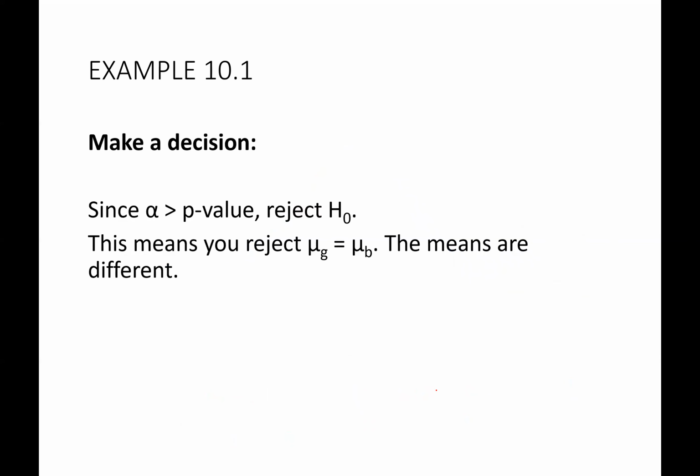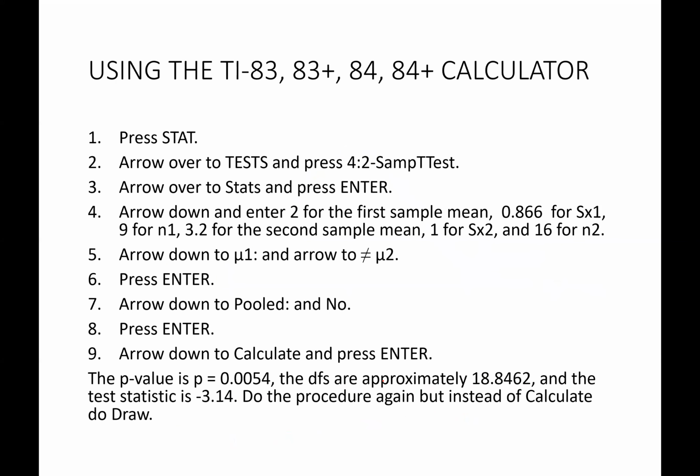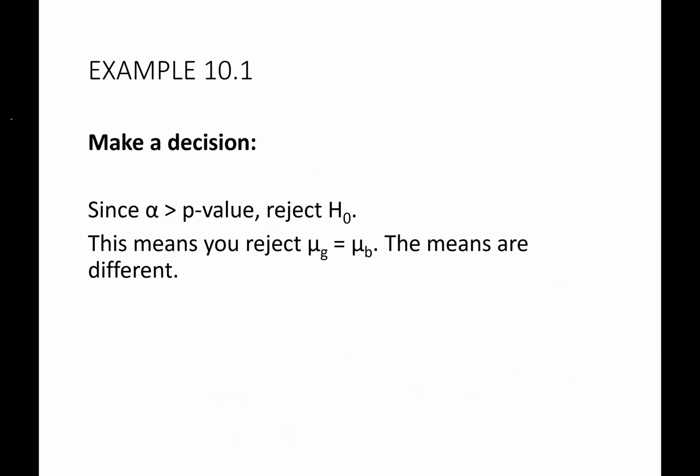So since alpha is greater than p, we reject the null hypothesis. That means you reject that the mean number of hours girls play is the same number as boys. The means are different. All right. Are you writing that down? You want to see the easy way to do this? Yes, you do.